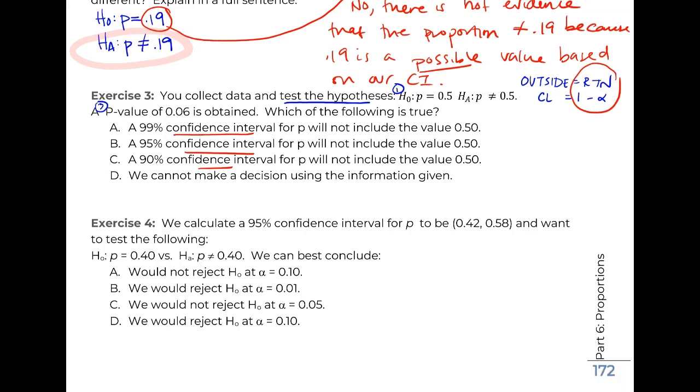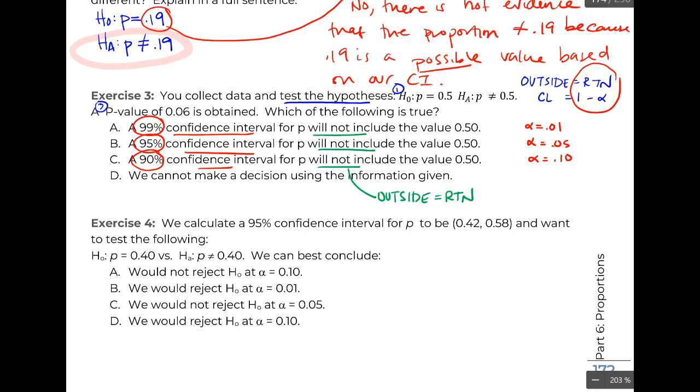So I'm going to go through A, B, C, and I'm going to change all of these into hypothesis testing. So we know the confidence levels and the alphas are complements of one another. So this would have an alpha of 0.01, an alpha of 0.05, and an alpha of 0.10. And these all say "will not include," which means every single one of these we're talking about outside, or rejecting the null. So the question is just now, which of these actually would end up with us rejecting the null? And they gave us a p-value. So how does 0.06 compare to each of these alpha levels?